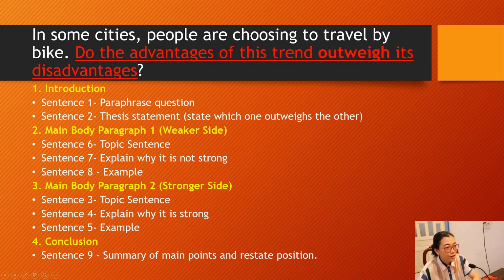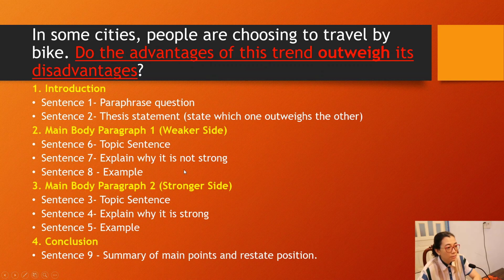Now let's work on the structure for the second type of question. For this type of question, you also have 4 paragraphs. The first one is the introduction. For the first sentence, you are going to paraphrase the question, but for the second one, it is somehow different from the first one. In this thesis statement, you have to state which one outweighs the other. For example, whether the advantages or disadvantages outweigh the other.